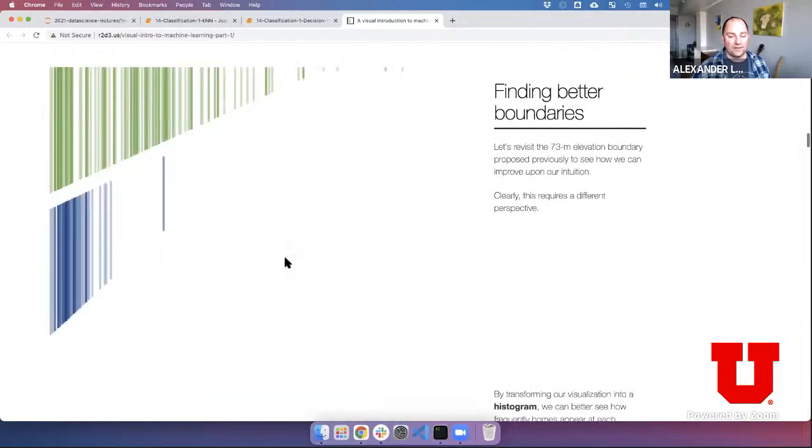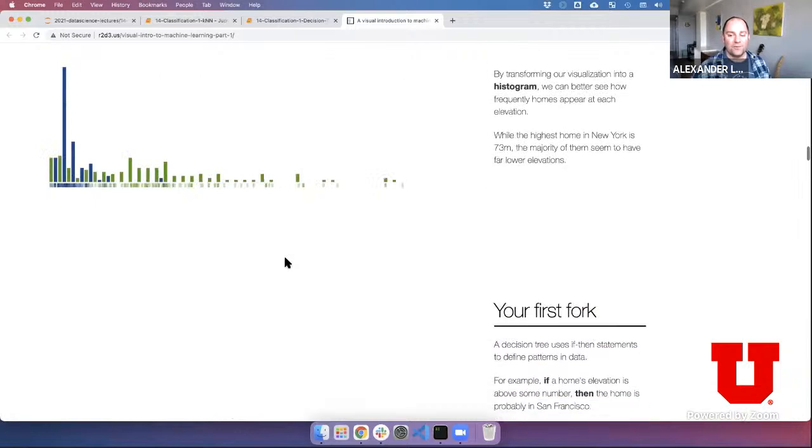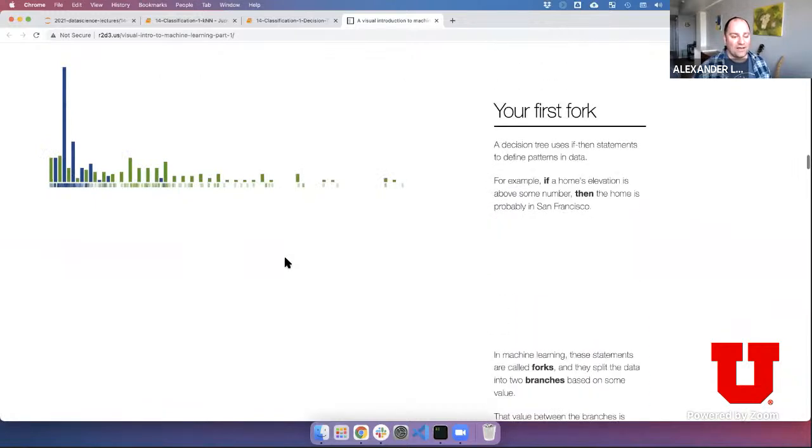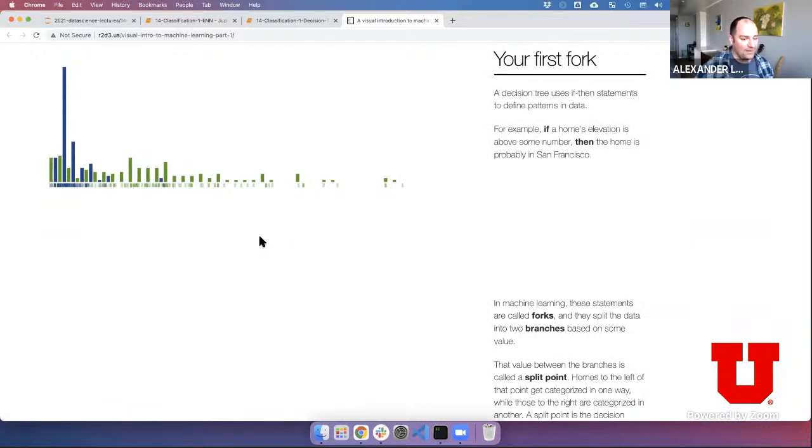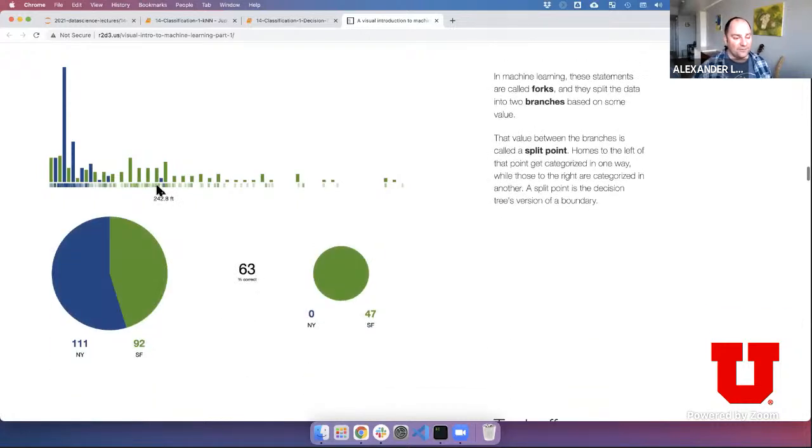If we want to use decision trees for this, we can look at this and then create forks. These forks are what make the branches in the tree. So if we look at elevation and try to have a perfect fork for predicting the San Francisco points, with these split points, we say we only include homes that have 242 feet of elevation or higher. That accurately classifies all of these San Francisco homes, so there's no misclassification of New York. But when we predict New York, we actually misclassify 92 San Francisco homes.